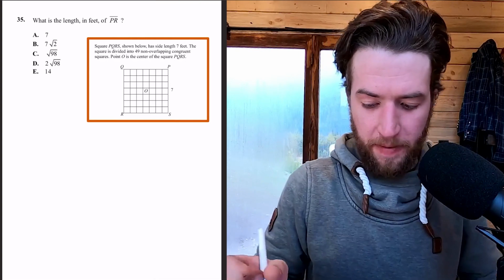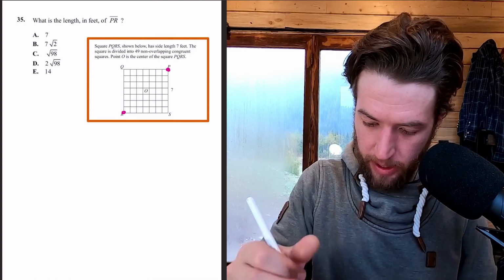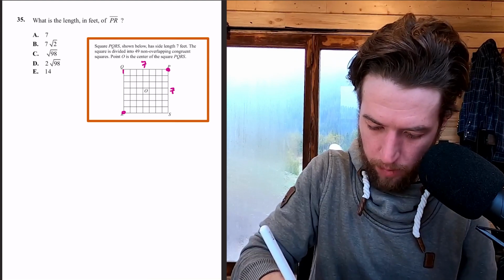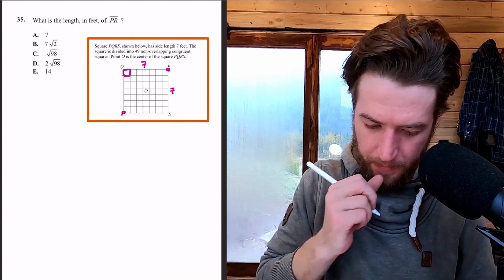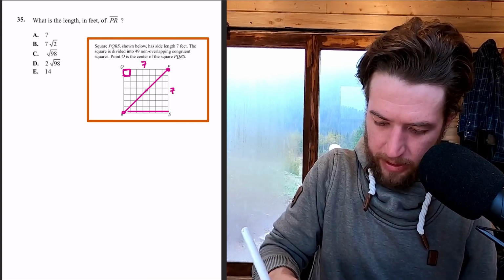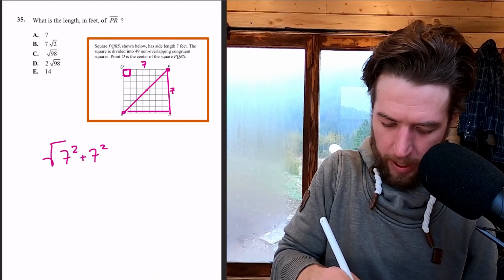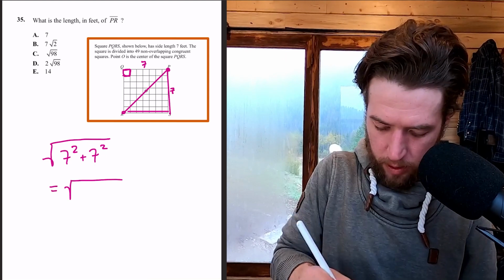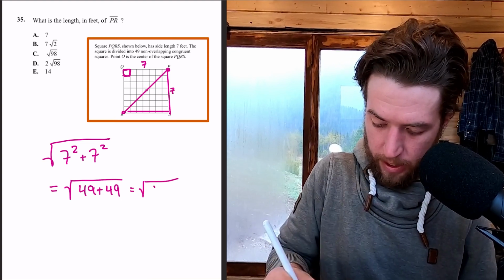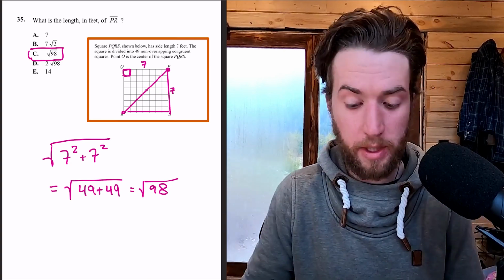Okay, what is the length in feet of PR? So this diagonal right here on this little diagram, and it looks like it has a side length of 7 by 7. And each of those is just 1 by 1 inside here. So this diagonal here is really just a triangle with side length 7. So that's Pythagorean theorem, 7 squared plus 7 squared. Square root of all that is the square root of 49 plus 49, which is the square root of 98, which is right there, answer C. I was going to say like 9.9 or something, but there you go.